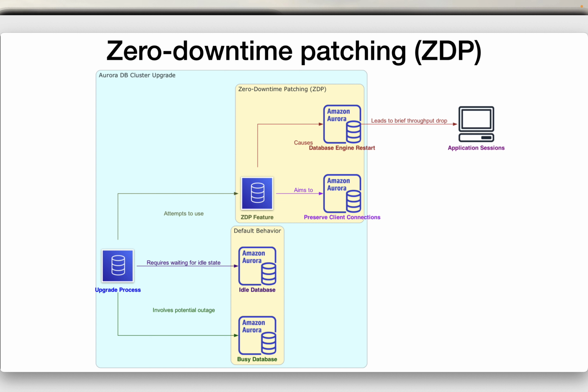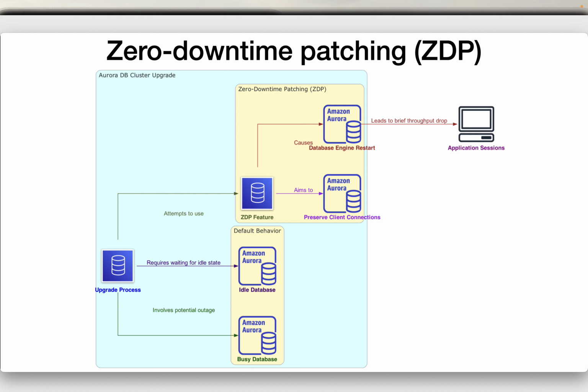Zero downtime patching. Performing upgrades for Amazon Aurora DB clusters involves the possibility of an outage when the database is shut down while it is being upgraded. By default, if you start the upgrade while the database is busy, you lose all the connections and transactions that the DB cluster is processing. If you wait until the database is idle to perform the upgrade, you might have to wait a long time.